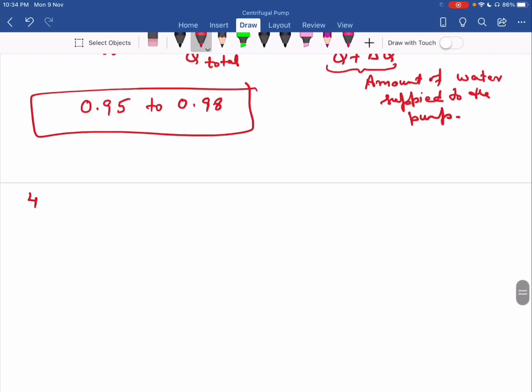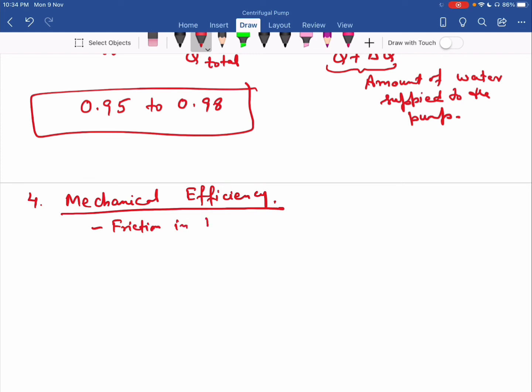Then next is the mechanical efficiency. This efficiency accounts for all the mechanical losses in the pump. Those mechanical losses are due to friction in bearings, and due to disc friction or wind friction. The disc friction or wind friction is within the impeller when that impeller rotates in a liquid. Due to viscosity of that liquid, there is some resistance to the rotation of the impeller. So that is one type of mechanical loss.